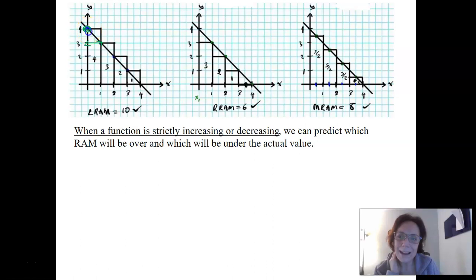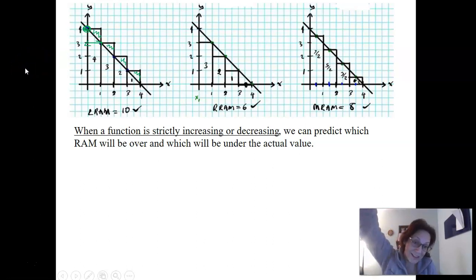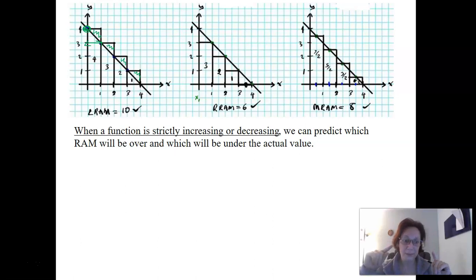So if you're lining up on the left, if you're doing an LRAM, you are only ever creating extra area and you're never having any area left out. So if you have a function that's decreasing and you constantly line up at the left, then you're always making a rectangle that is taller than the function itself over that interval, because you're always using the absolute highest point on the interval because the function is always decreasing. So we know we're going to get an overestimate.